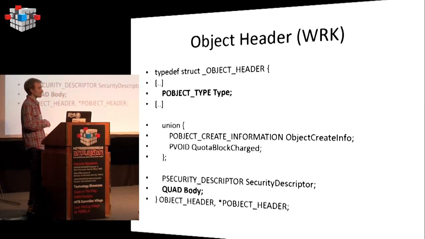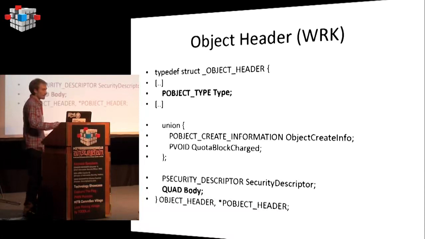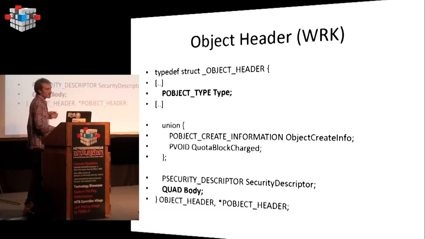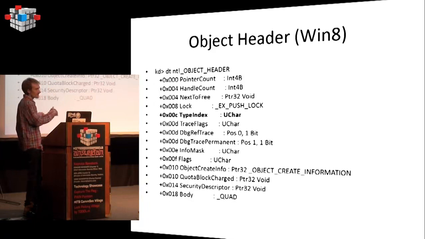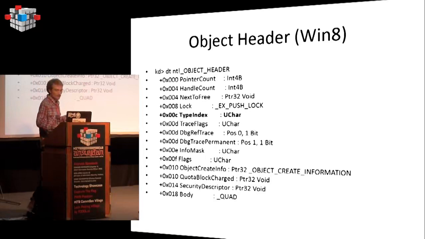Basically, when you allocate kernel objects, after the chunk header, so after the metadata of the pool allocator, there is an object header, and after the object header, there is a body, so the actual contents of objects. This structure changed a little bit since Windows Vista. There is a pointer to type, and on Windows 8, Windows Vista, Windows 7, there is an index to an array of object types elements.